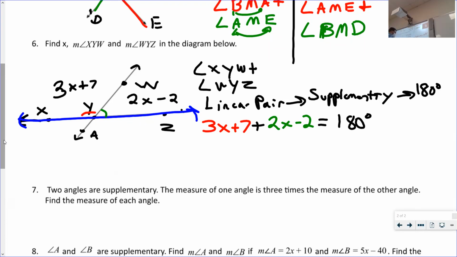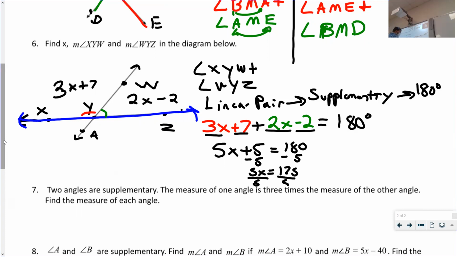So from here, we're going to combine like terms. 3x plus 2x is 5x. 7 minus 2 is plus 5, equals 180. Minus 5, minus 5. 5x equals 175. Divided by 5, divided by 5. X equals 5, 10, 20, 25... 5, 10, 20, 30, 35. I thought that. So X equals 35.